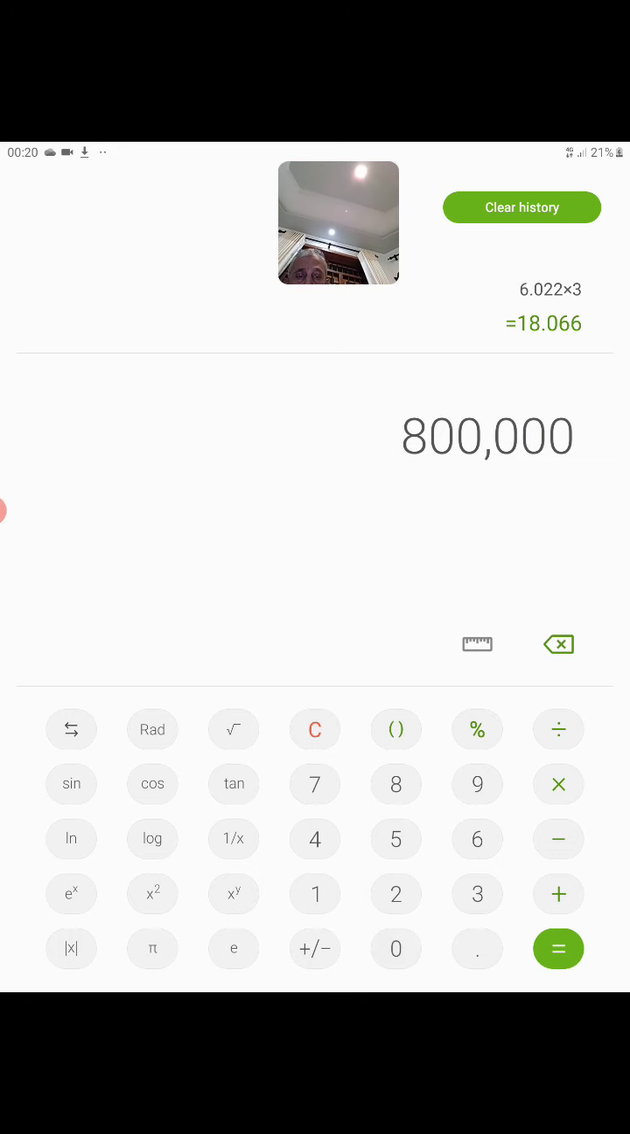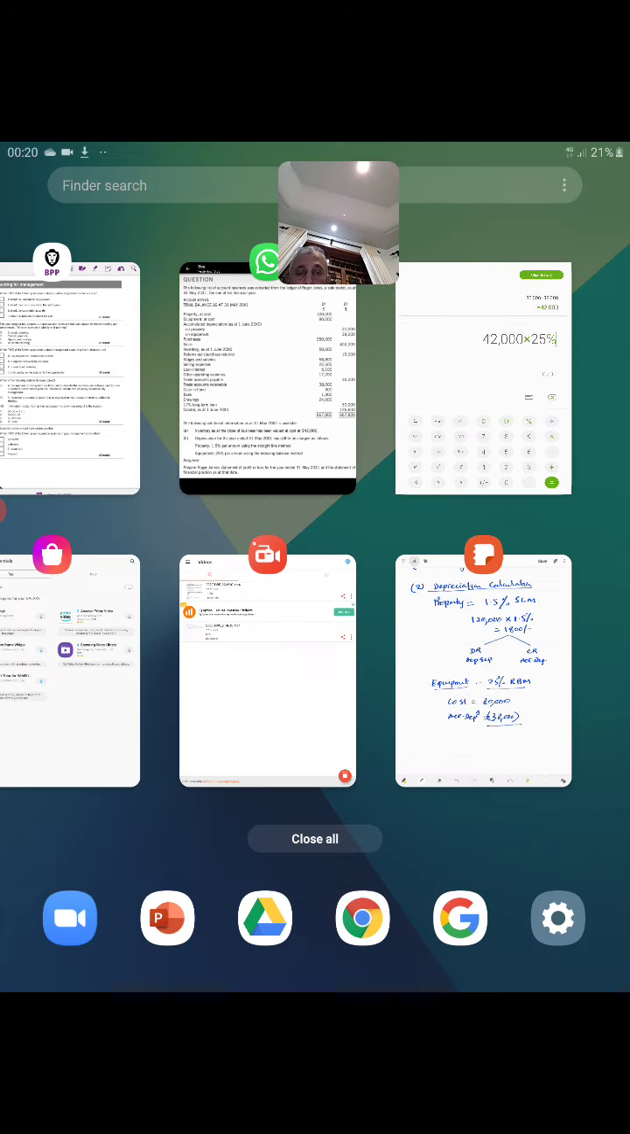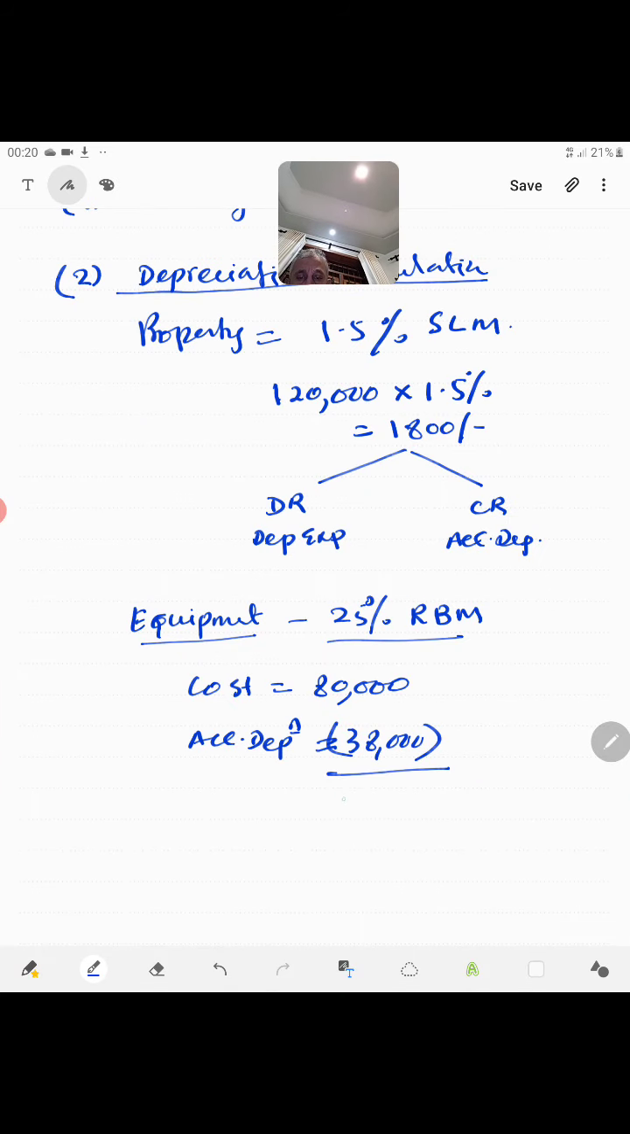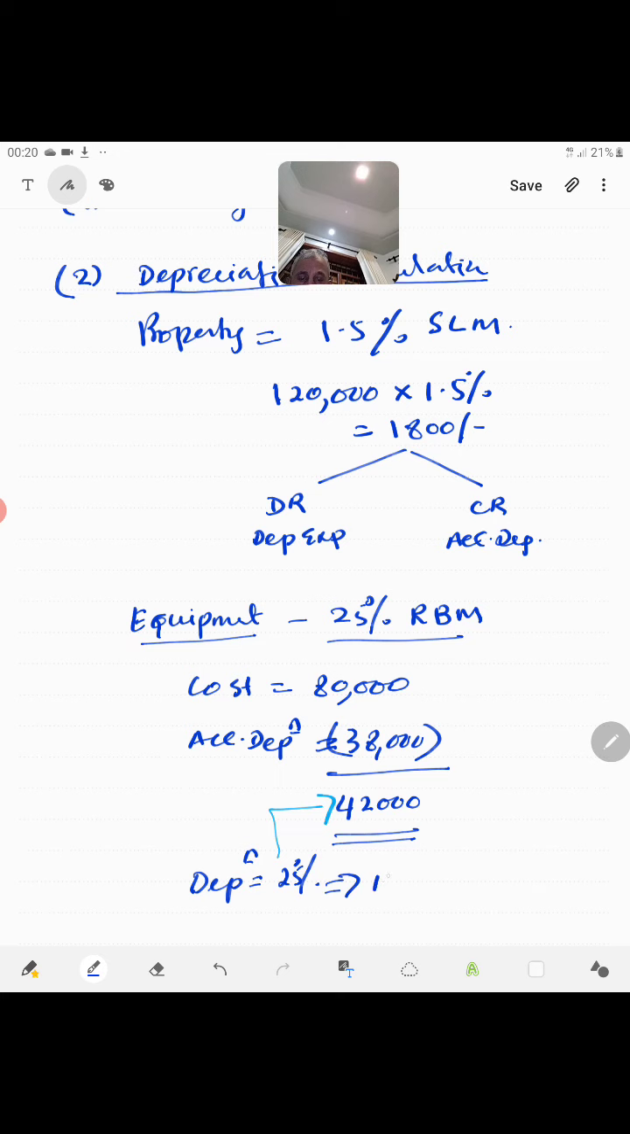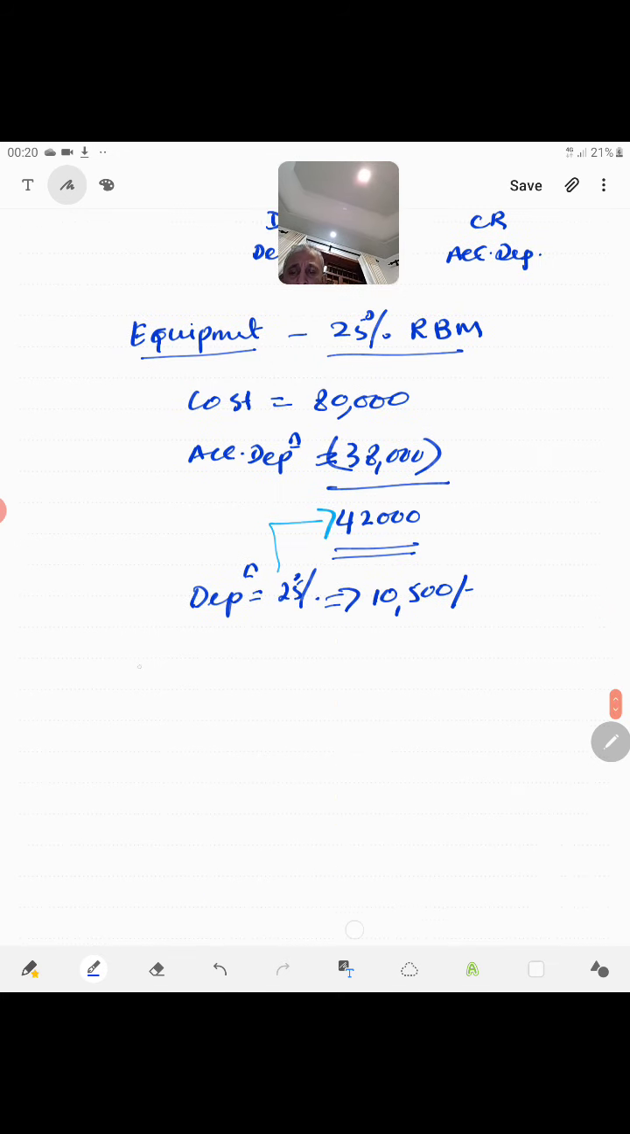80,000 minus 38,000 is 42,000. So the depreciation will be 25% of this, and that will be 10,500.